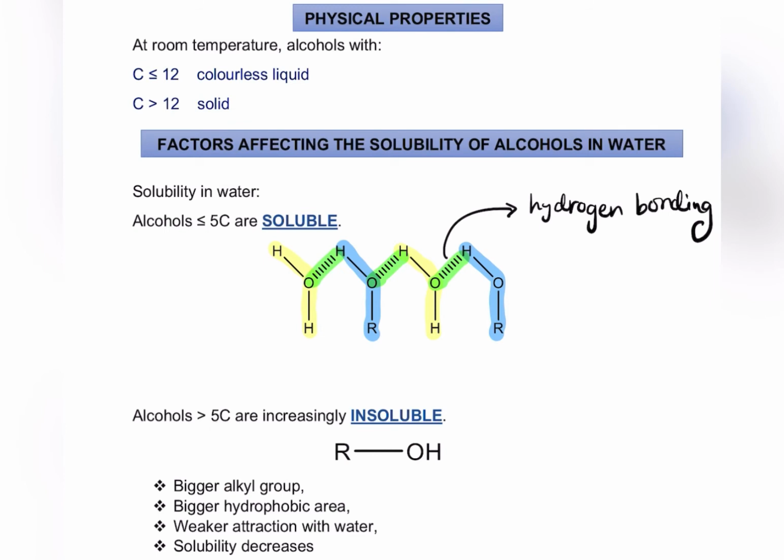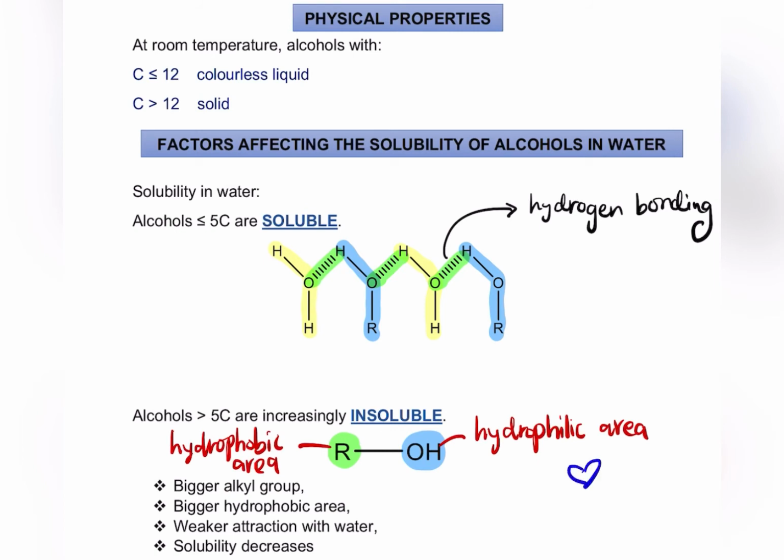Why? For example, we take the general structure for alcohols, with a hydroxyl group attached to an alkyl group. This is where we focus on two terms, hydrophobic area and hydrophilic area. The hydrophobic area is around this alkyl group, whereas the hydrophilic area is this area at the hydroxyl group. Hydrophilic means it loves water, and hydrophobic means it doesn't like water.